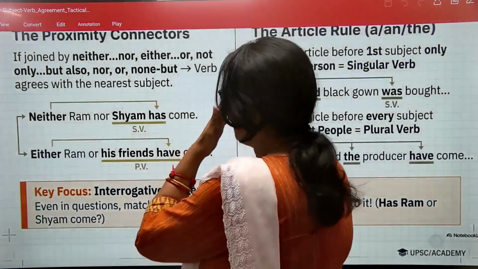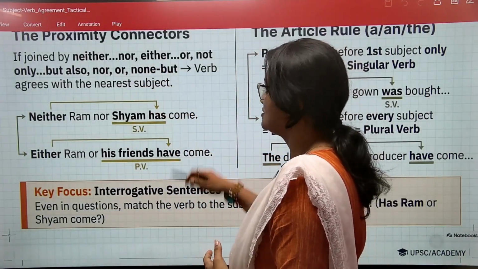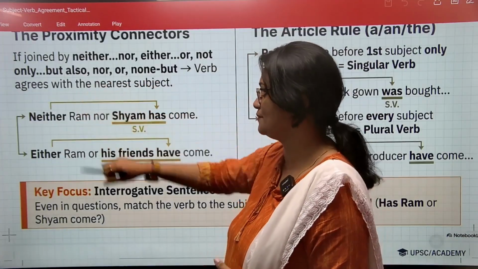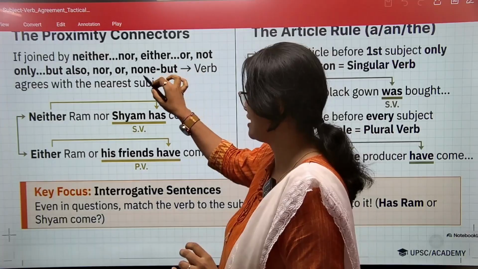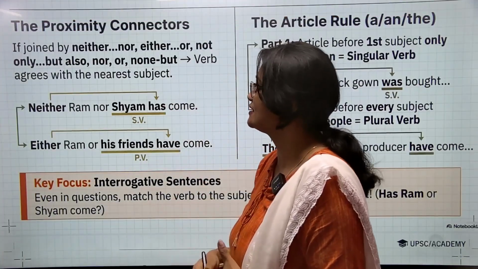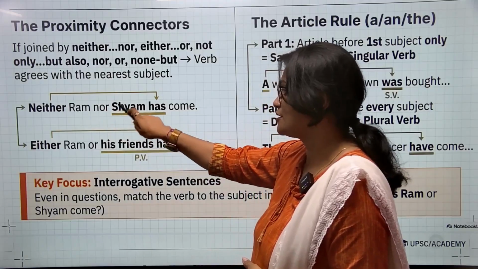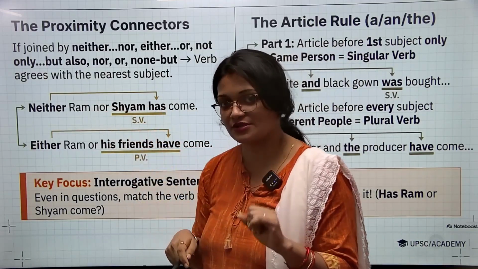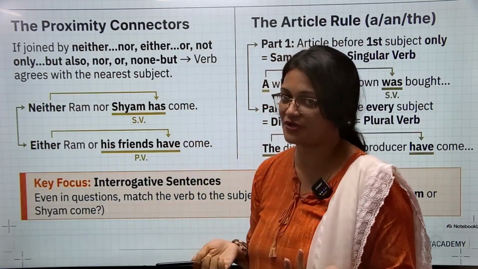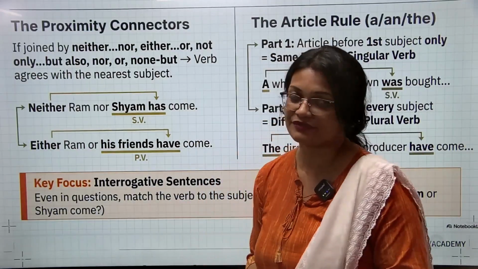The rule says if a sentence is joined by neither nor, either or, not only but also, simple or nor but. This should have been nor but. The verb agrees with the nearest subject. Look at the example. Neither Ram nor Shyam has come. In this sentence, we had two singular subjects, so there is no problem, right? We have to use a singular verb. Has is a singular verb.